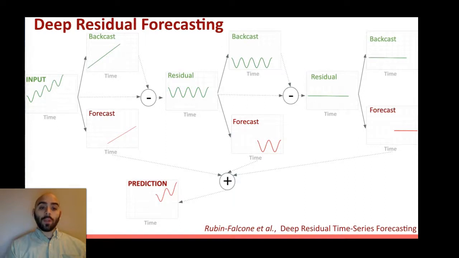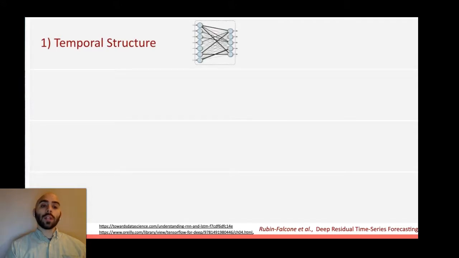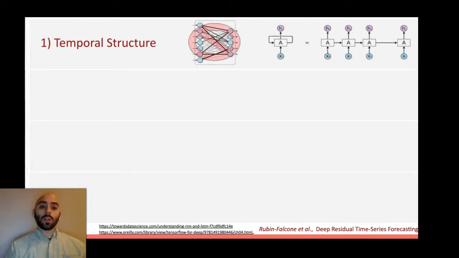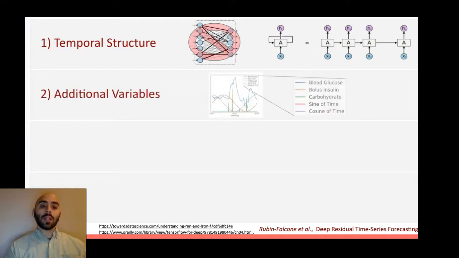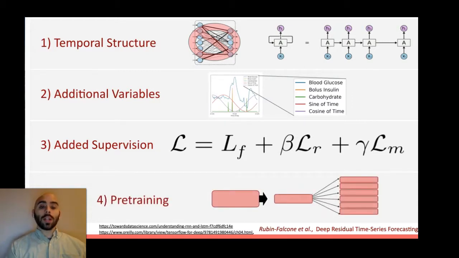We build on this approach in 4 ways. First, we explicitly account for temporal relationships by replacing the fully connected networks with recurrent neural networks. Second, we consider a multivariate input, including variables like time of day and insulin delivered, which provide important context. Third, we add additional terms to our loss function with the goal of supervising the model so that the forecasts are more directed, the backcasts are more accurate, and that the backcasts are also more incremental in nature. We also experiment with using a large dataset to pre-train our model.